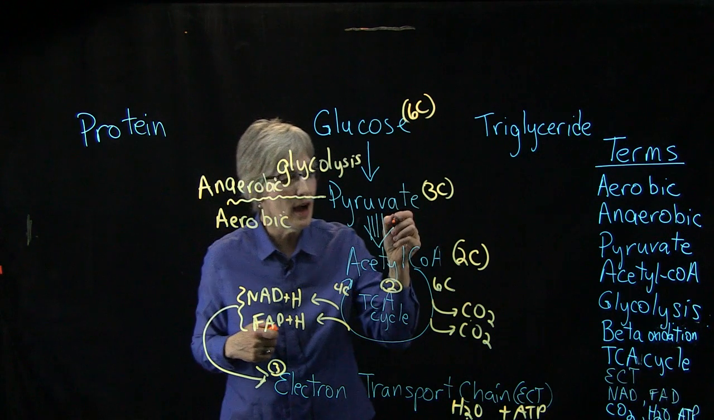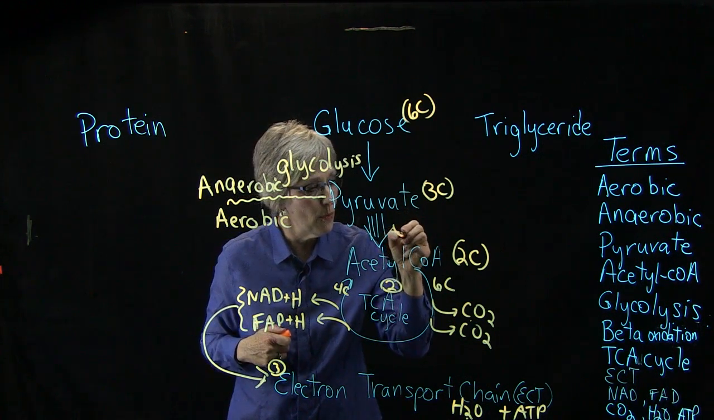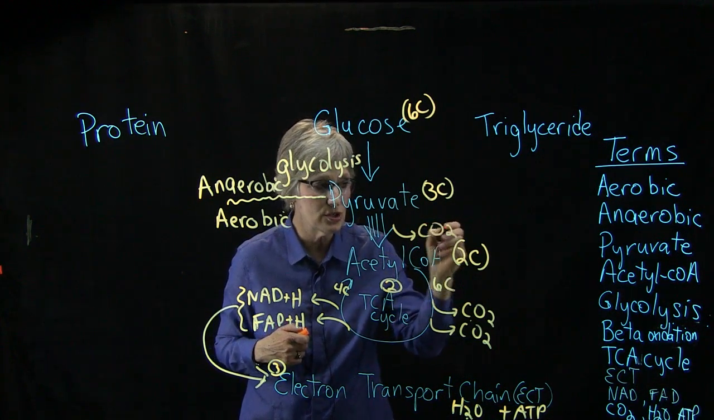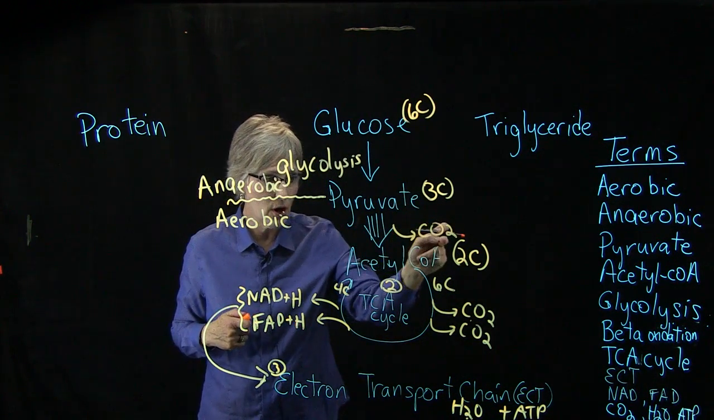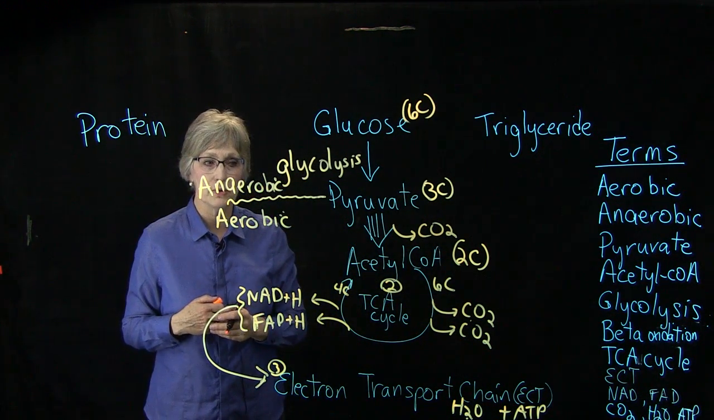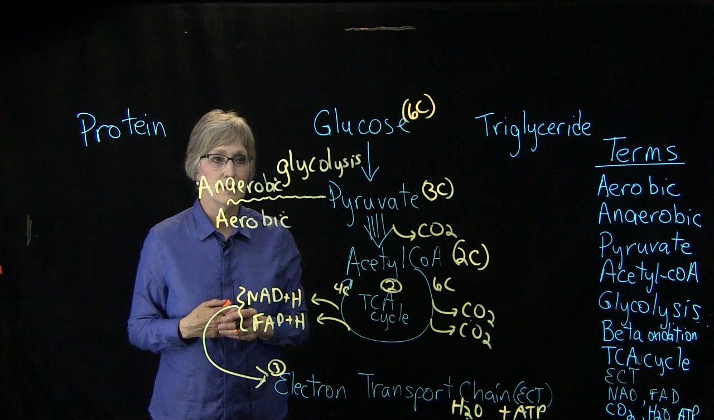So here's where we're going to need oxygen, and we're going to take one of these carbons in this pyruvate, and we're going to add oxygen to it. And now we end up with a carbon dioxide there as well, and we end up with our 2 carbon molecules. So we got to our first basic process.